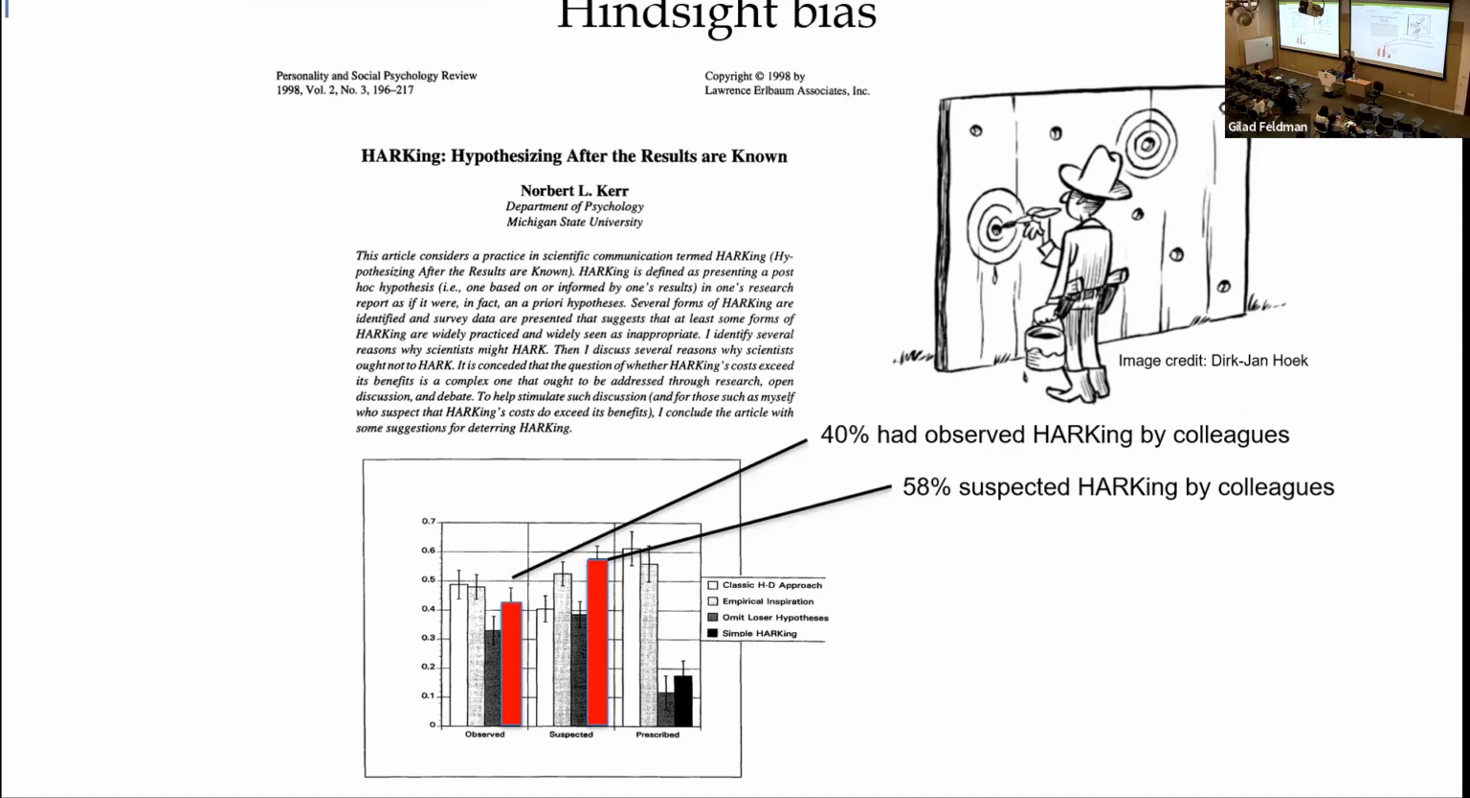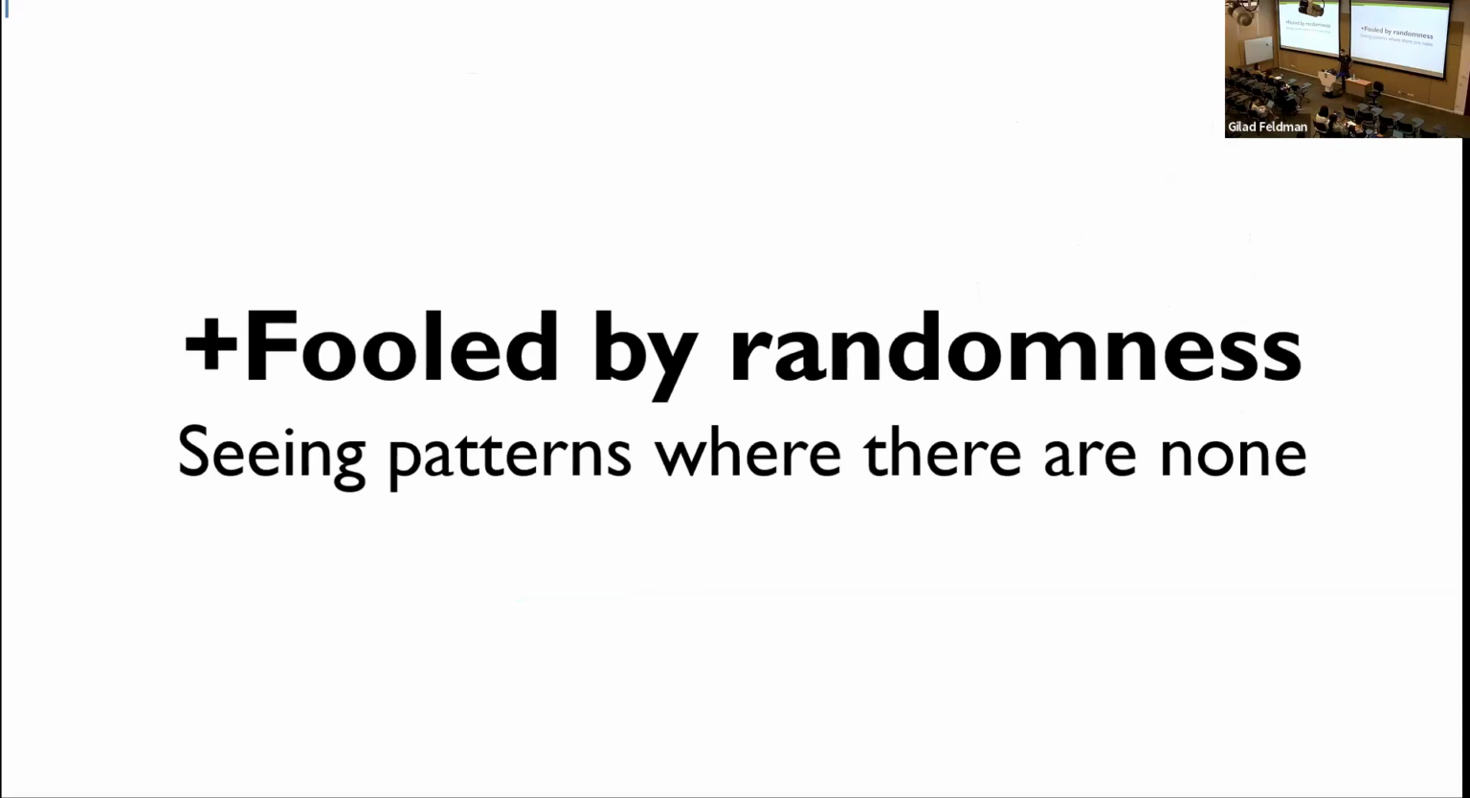So basically, rather than having a target and then shooting into the target and trying to nail the middle, first we shoot and then we draw the targets around it, which is, I think, a really good representation of what HARKing is, hypothesizing after the results are known. And then self-report says that 40% have observed HARKing by colleagues and almost 60% suspect HARKing by colleagues. So we're not talking about one or two occasionally every once in a while. We're talking about an entire scientific field that's doing this, and not just in psychology.